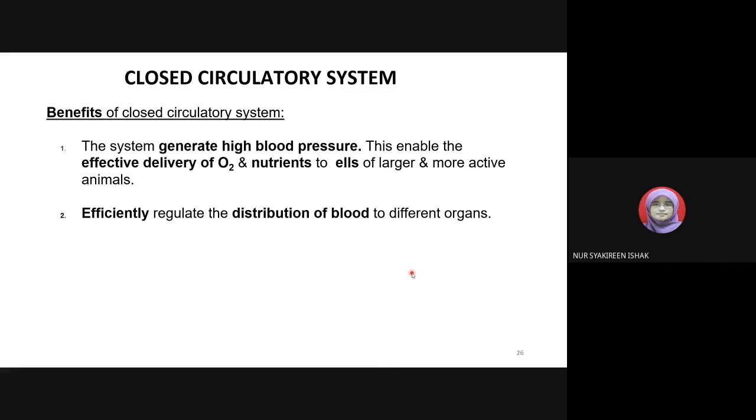But as for the more complex organism that requires much more oxygen and nutrients, by having a closed circulatory system, the blood is confined within the blood vessels. This makes sure that the blood will supply nutrients and oxygen throughout the body through the high blood pressure generated by the pumping of the heart. So this is to ensure efficient regulation of distribution of blood throughout the organs within the body.